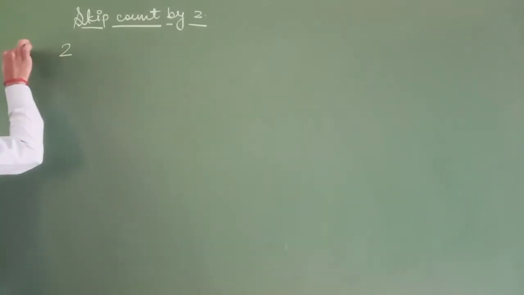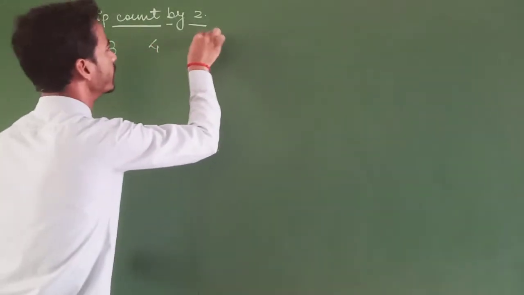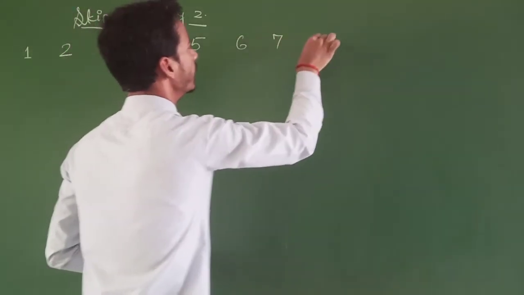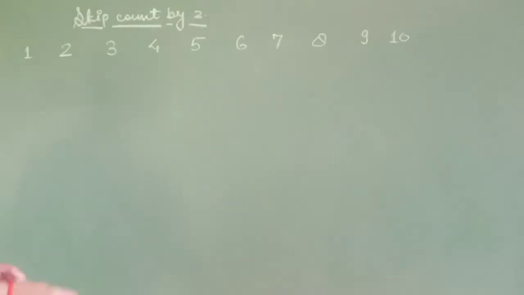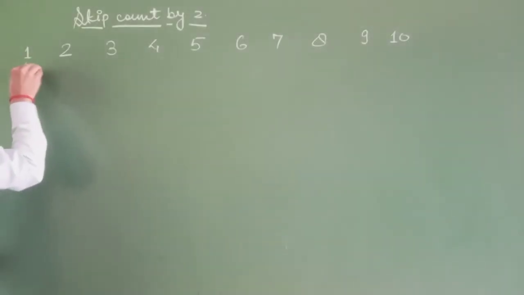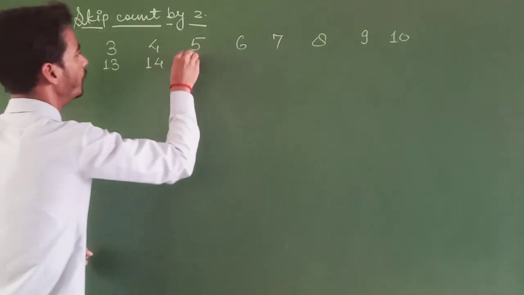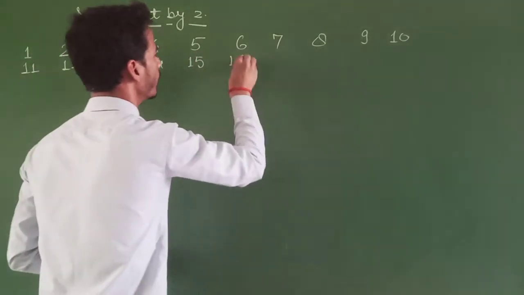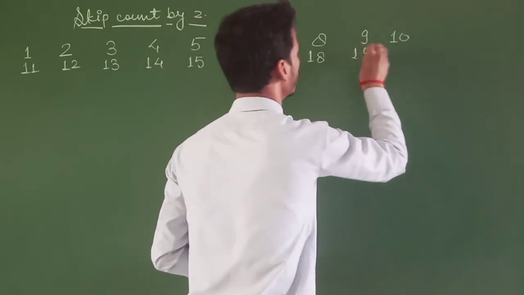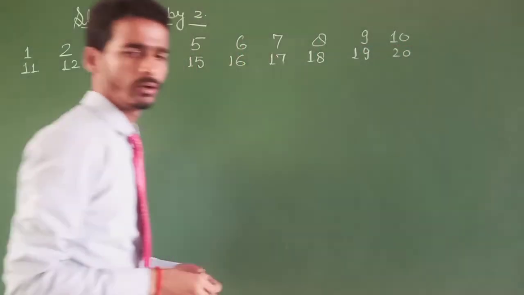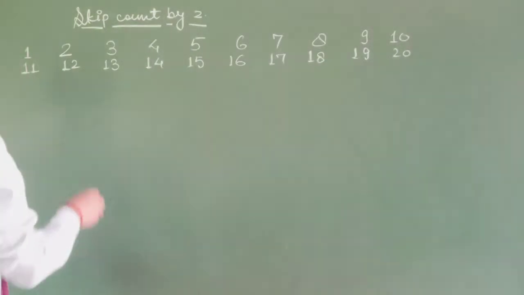1 2 3 4 5 6 7 8 9 10 11 12 13 14 15 16 17 18 19 20. And now what you have to do: begin at 2 and color every second number.